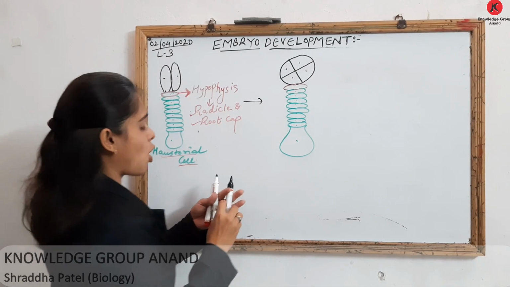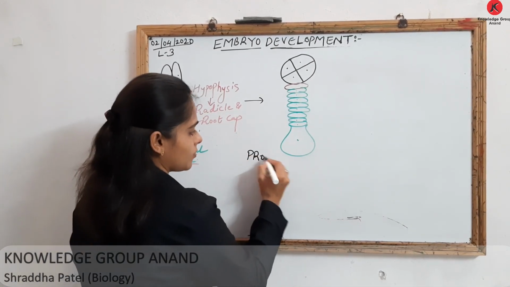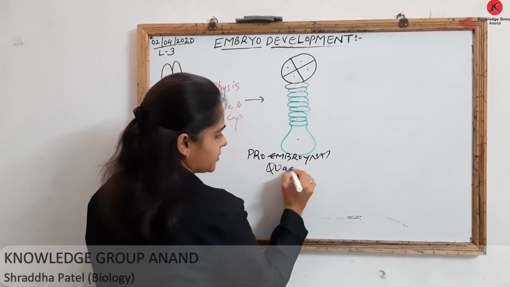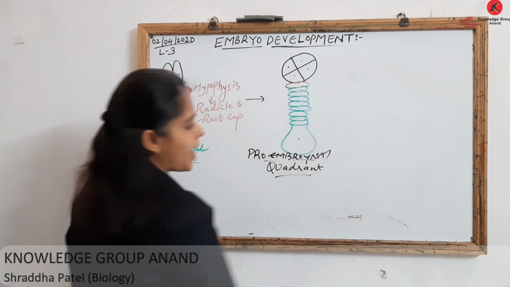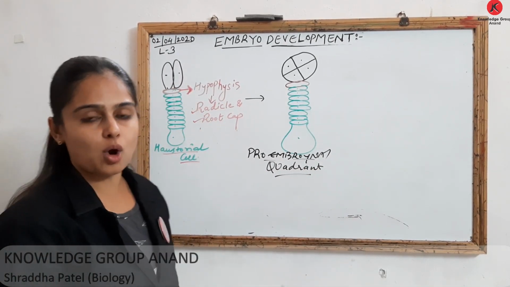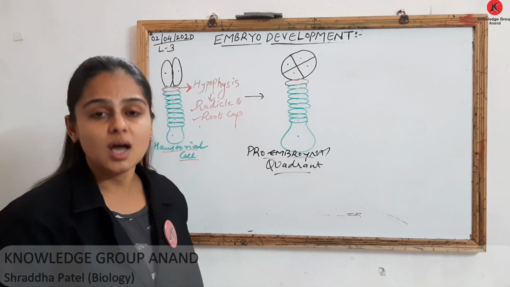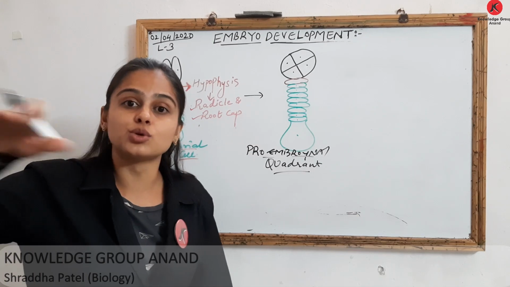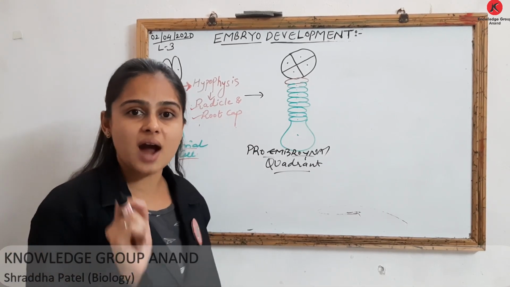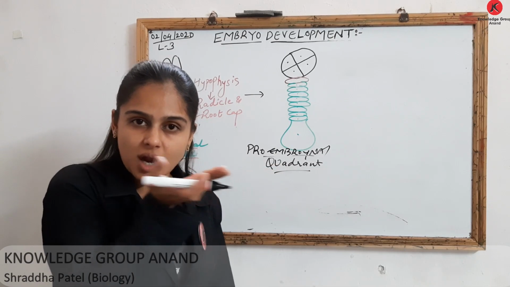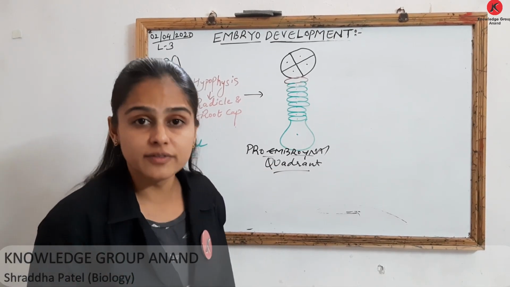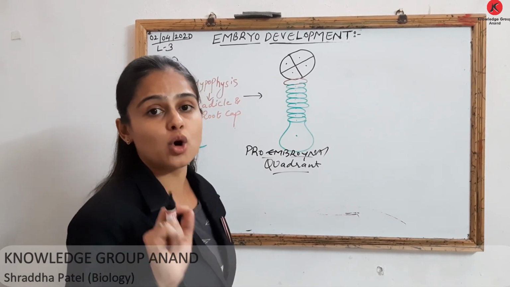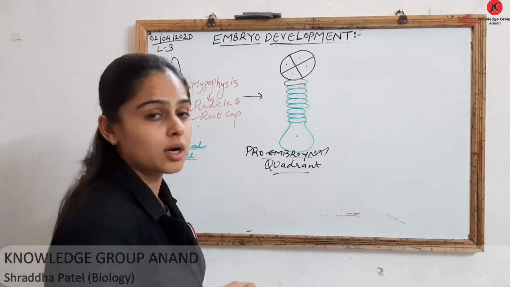It is also called the pro-embryonal quadrant. Am I clear? What does quadrant mean? Four, right? Now these four cells undergo transverse cell division to form an 8 cell structure, which you call an octant.